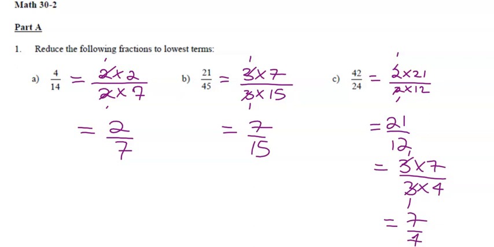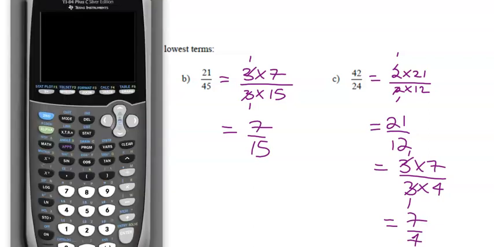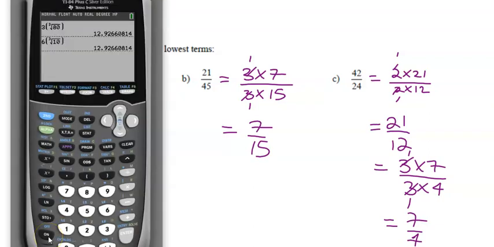Okay. So far, so good. Fractions aren't so bad. Here. Watch this. Here's your calculator. Clear. What did we say? 42 divided by 24. See?